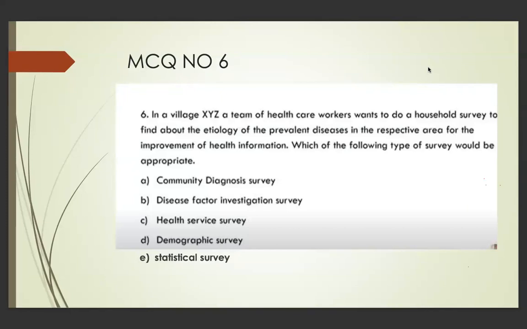MCQ number 6. In a village XYZ, a team of healthcare workers wants to do a household survey to find out about the etiology of the prevalent disease in the respective area for the improvement of health information. Which of the following types of survey would be appropriate? A, community diagnosis survey, B, disease factor investigation survey, C, health service survey, D, demographic survey, or E, statistical survey? It's B, it's the disease factor investigation survey.